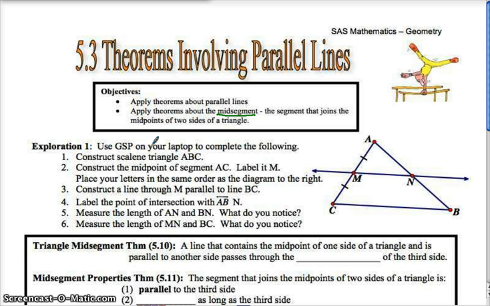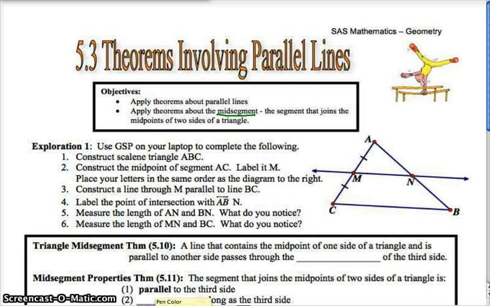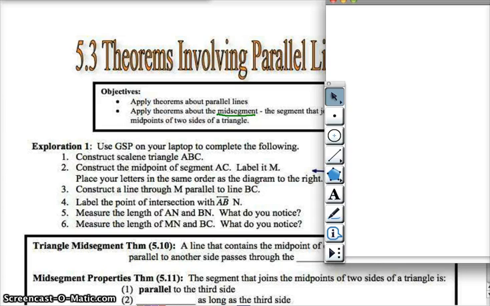So you should maybe pause right now. If you're really good at Geometry Sketchpad, you can just pause and do all this stuff on your own. Try to come up with the fill in the blanks for the triangle mid-segment theorem and the mid-segment properties theorem. If you're not very good with Geometry Sketchpad, then perhaps you want to just stick with me and go through some of this with me.